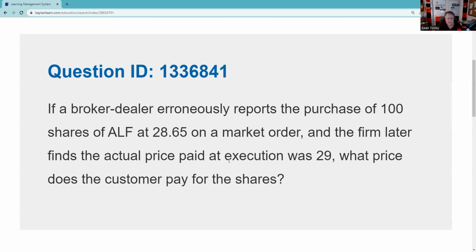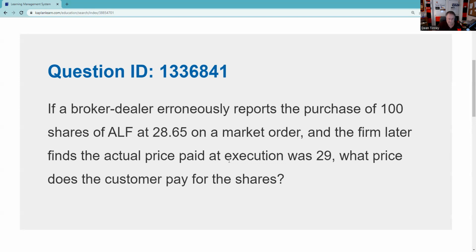All right, let's go through this question. If a broker dealer erroneously reports, now this one's kind of straightforward, right? It's telling you it's an erroneous report, not an error in execution, an error in the report. It says reports the purchase of 100 shares at Alpha 28.65. And key here, it's a market order. So the customer told me he wanted immediate execution, best available price. I call him back, say, hey, your market order, I got a report for you. You paid 28.65. The actual price paid was 29. So now I call you back and I say, hey, I'm sorry about that. I made an error in the report. I thought you paid 28.65, but you actually paid 29. So that's an error in report.